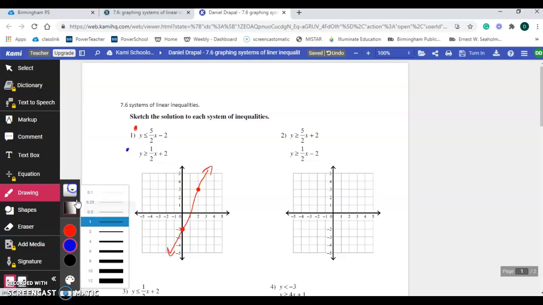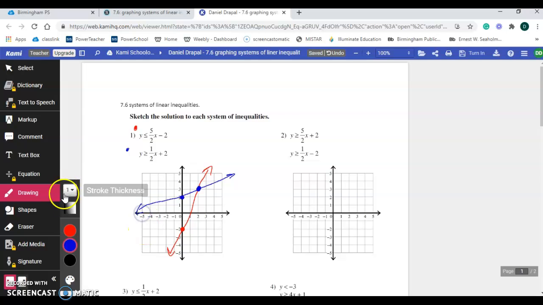My blue line, change the thickness, put my dots. I start at +2, put a dot there. I go up 1 to the right 2, up 1 to the right 2. So they share that point. Go ahead and draw that line going through. It is a solid line as well.